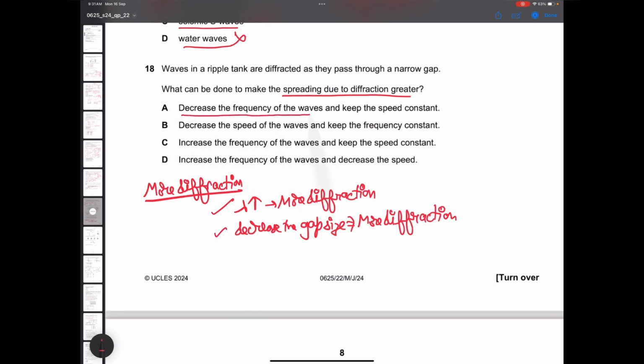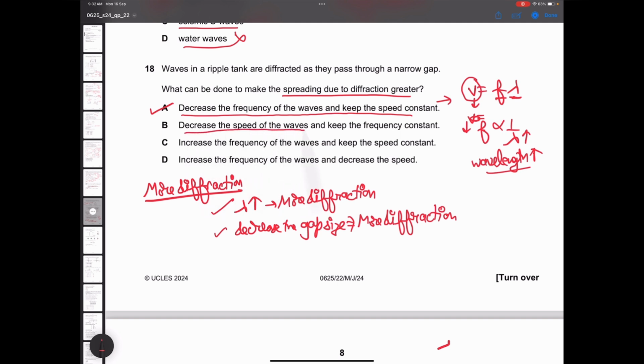Decrease the frequency of the waves, keeping the speed constant. Now, what option A is suggesting is that v = fλ and you have to keep v constant. So if v is constant, frequency will be inversely proportional to wavelength. If you are decreasing frequency, wavelength will be more. So this option is indirectly suggesting to increase the wavelength. So now I already know the answer. Answer will be A, but let's check the other options as well.